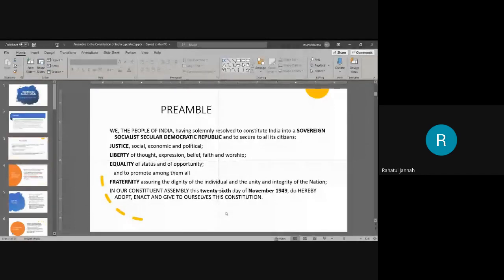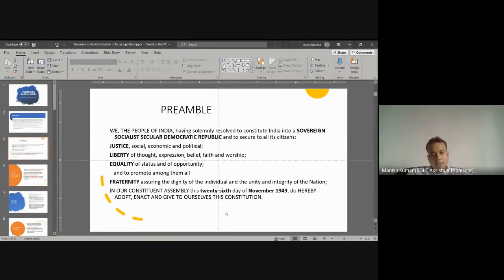Can you read this? We, the people of India, having solemnly resolved to constitute India into a sovereign, socialist, secular, democratic republic and to secure to all its citizens justice, social, economic... Just a second. So here the opening line is what? We, the people of India, and other key terms: sovereign, socialist, secular, democratic, republic. Yes, move ahead.